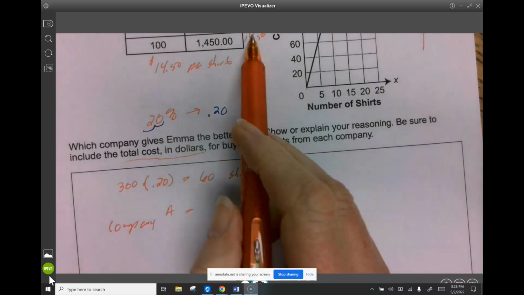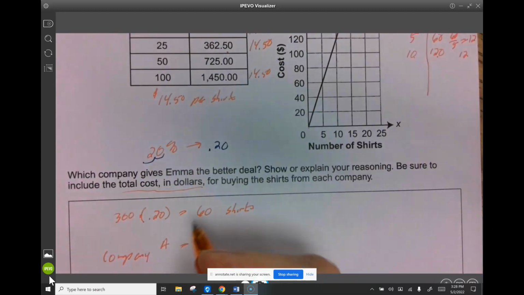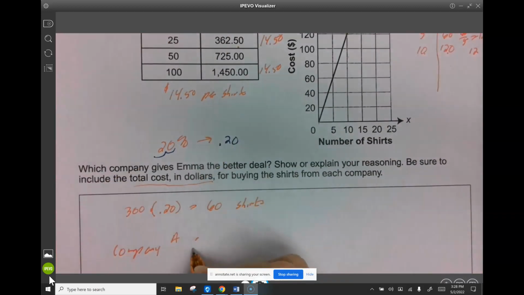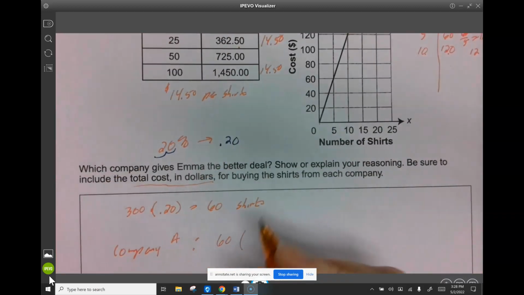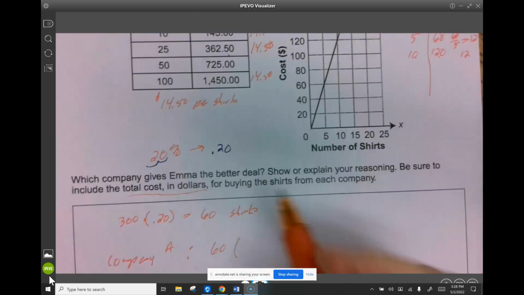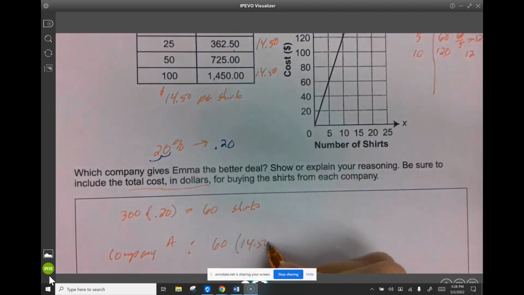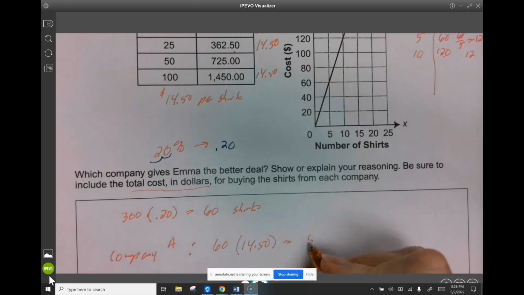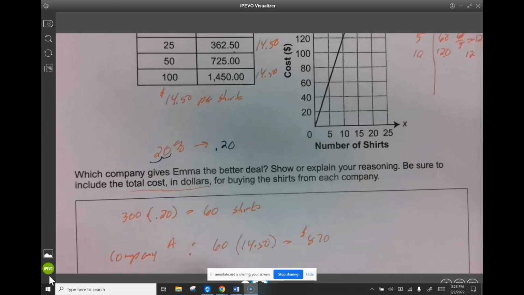Okay, we've already seen how much it is per shirt. So Company A, well, we're going to have to take 60 shirts times the cost of each shirt. For Company A, it's $14.50. So we're going to multiply. So 60 times $14.50 is $870. Now we're going to do Company B. So we're going to again take 60 shirts times $12.